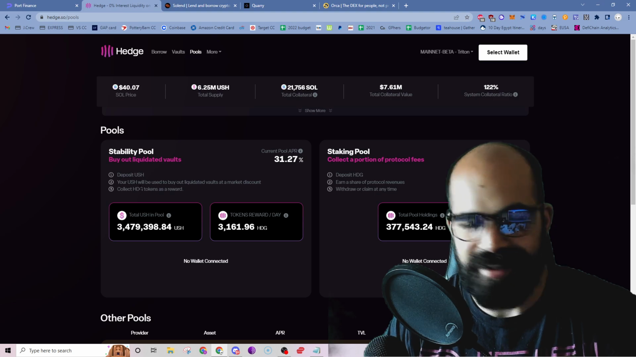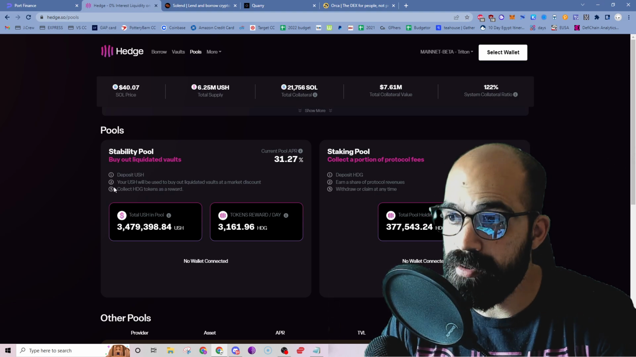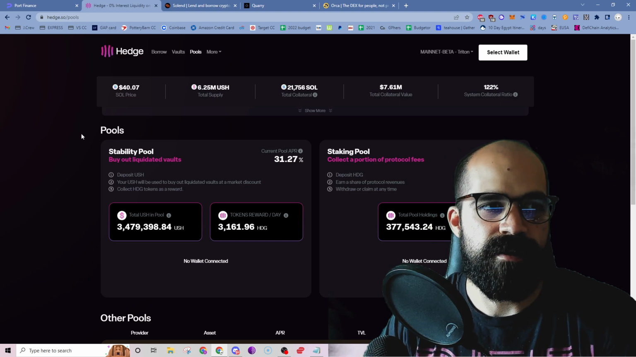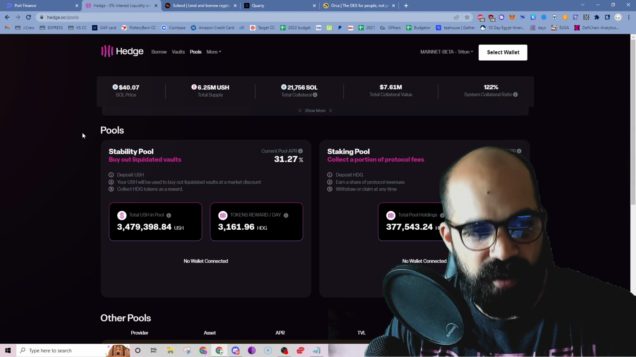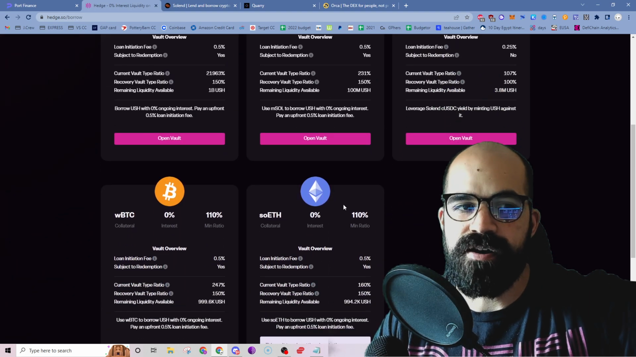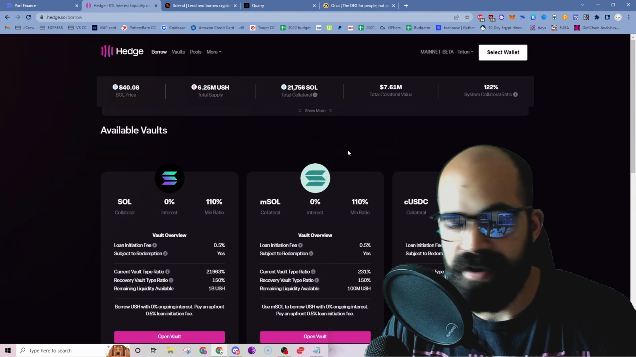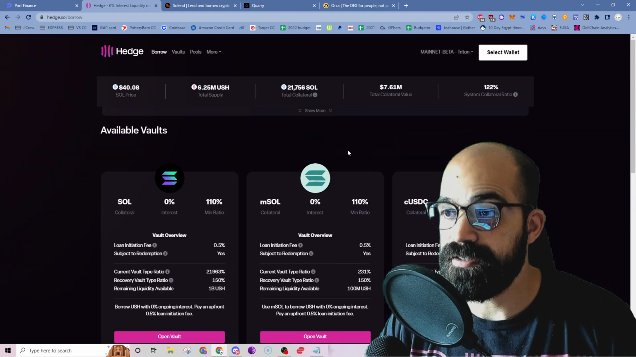So to start off, Hedge is a very similar protocol to Hubble, if you're familiar with Hubble. It is effectively a stablecoin that is collateralized by debt. You can come over here and borrow USH against all of these types of collateral at various different LTVs.